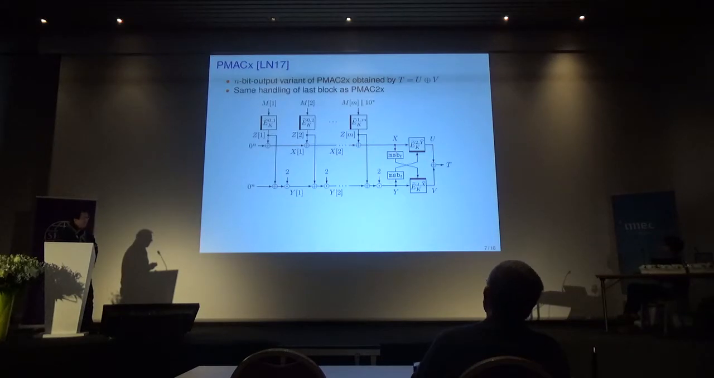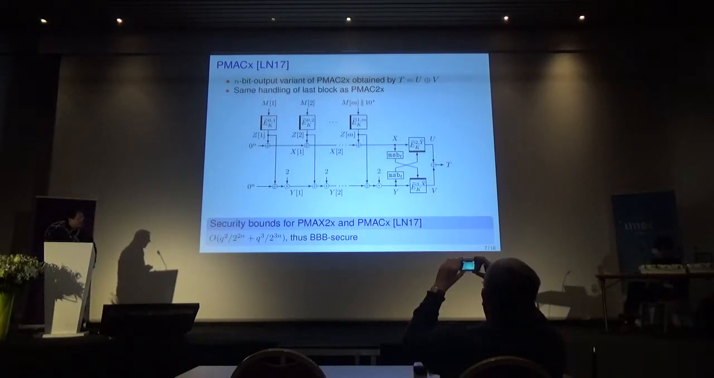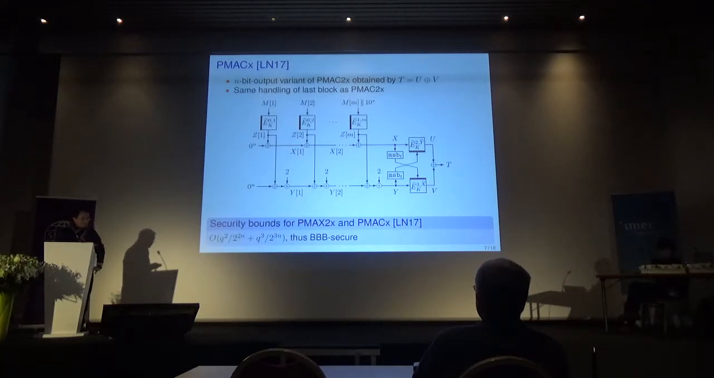And in the case of PMACx, this is almost the same as PMAC2x, but the output is reduced to n bits by just XORing the 2n-bit output here. And they employ the same handling of the last block as PMAC2x. They have a security bound for both masks of this form, which shows the advantage is negligible if the number of queries Q is much smaller than 2 to the n.